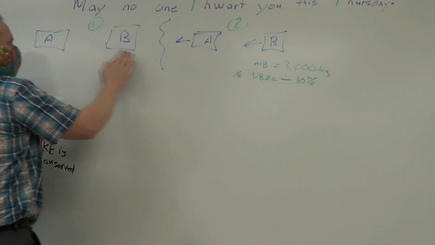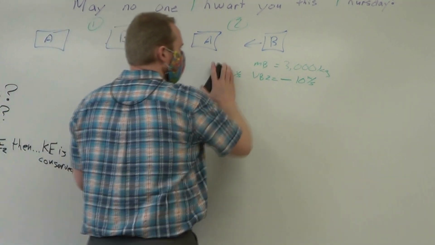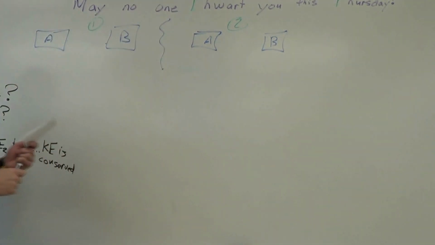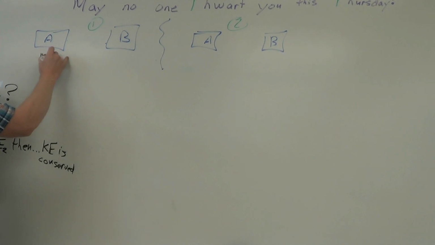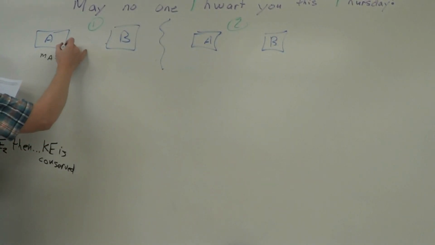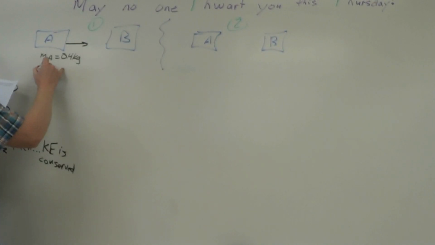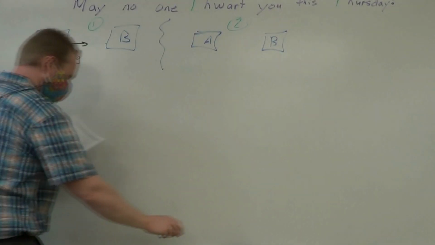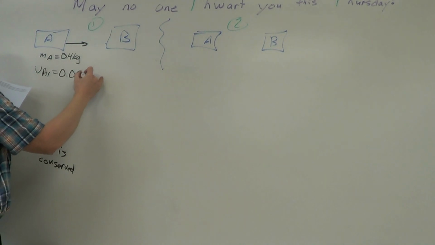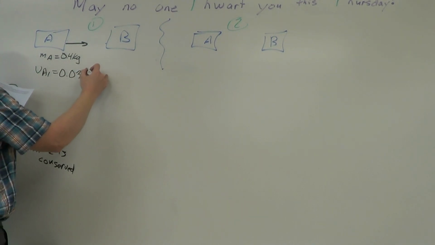let me erase my arrows. I got lazy. Didn't redraw my amazing pictures because they take a really long time to draw. Ball A, which has a mass of 0.4 kilograms, is moving to the right at 0.035 meters per second. How do I know it's right? Because I'm choosing it to be the right.